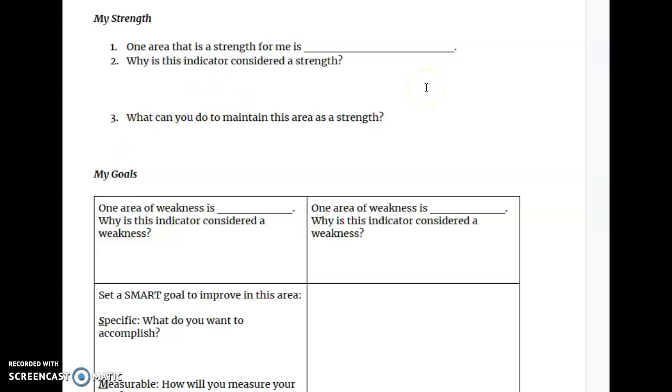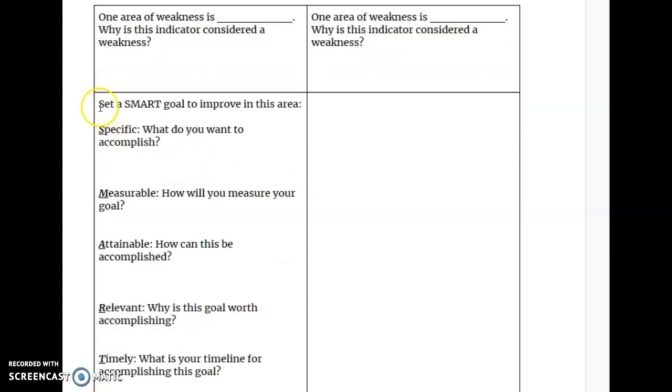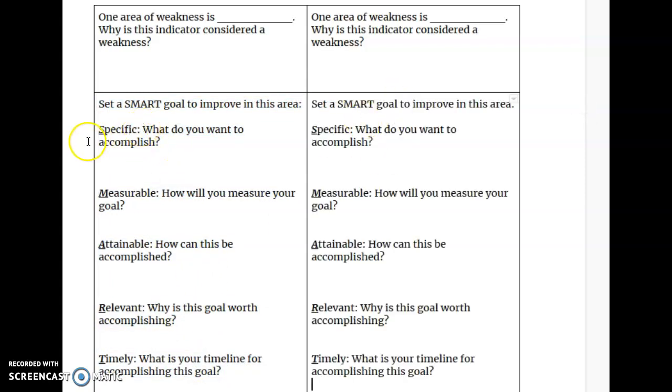So then what we're going to do is we're going to take a look at two areas that are weaknesses, and we are going to set a SMART goal to improve in this area. So a SMART goal is specific, measurable, attainable, relevant, and timely. And so we really want to make sure that our goals are hitting all of those descriptors.